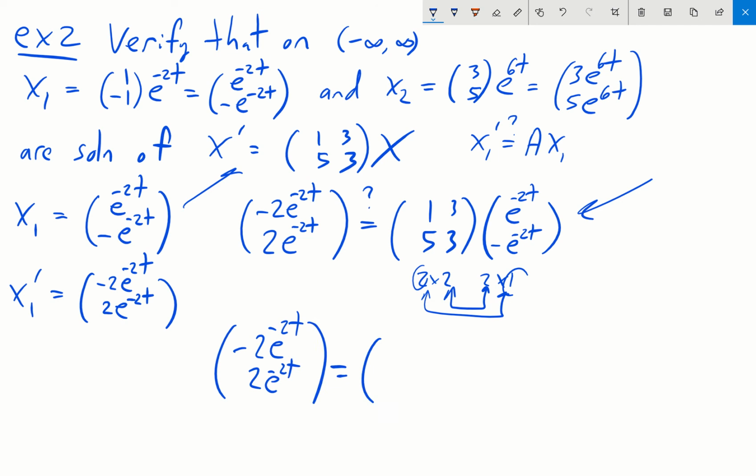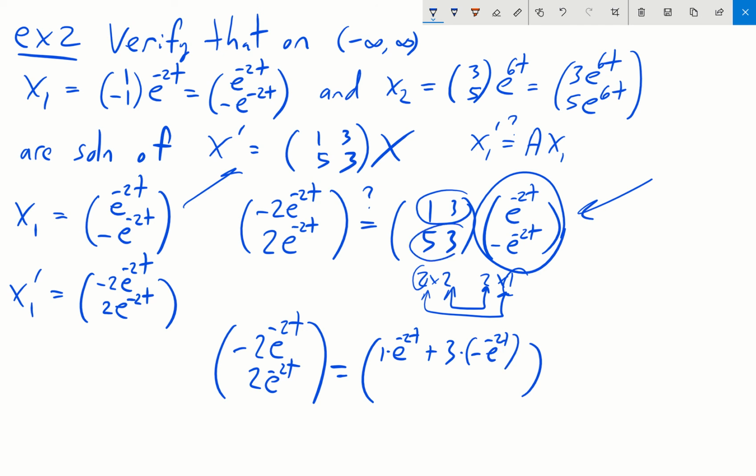Let's check this right-hand side. We start by multiplying this first row by this column. We do 1 times e to the negative 2t, and then we're going to add 3 times the second entry, which is negative e to the negative 2t. That's going to be the first row of that matrix. And now we take the second row and we multiply the second row by that column. That's going to give us 5 times e to the negative 2t plus, now we have 3, this 3, multiplying by the negative e to the negative 2t.